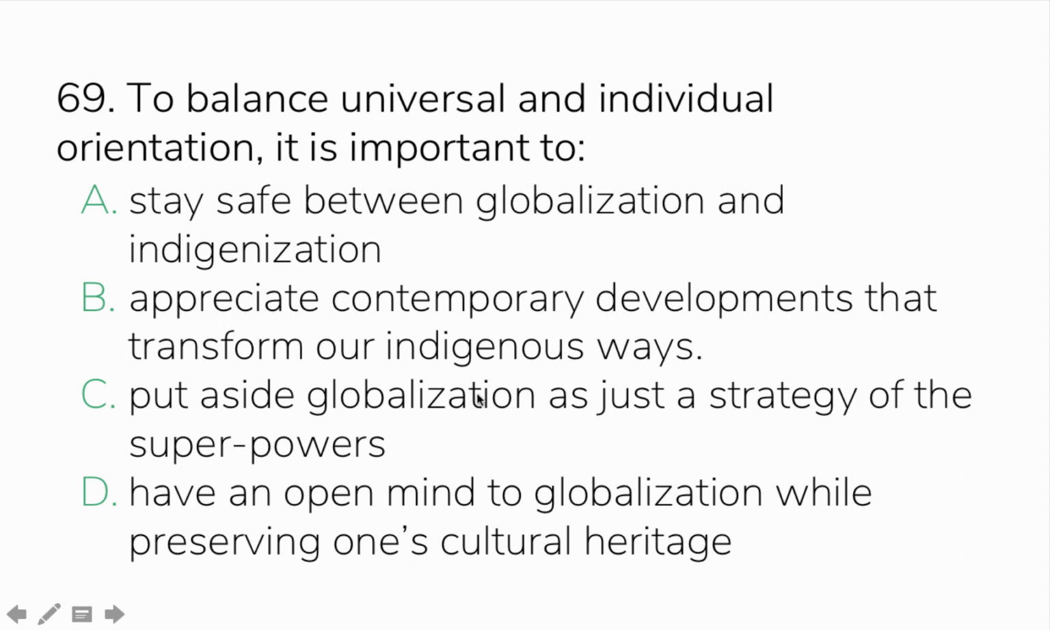And option C, put aside globalization as just a strategy of the superpowers. So globalization, that's universal only. And option D, we have globalization and cultural heritage. So that's individual culture and universal. And it says more substantial. So between A and D, yeah, it says more substantial content about balance than option A. So the answer here is option D. Good job. Okay. Next number.